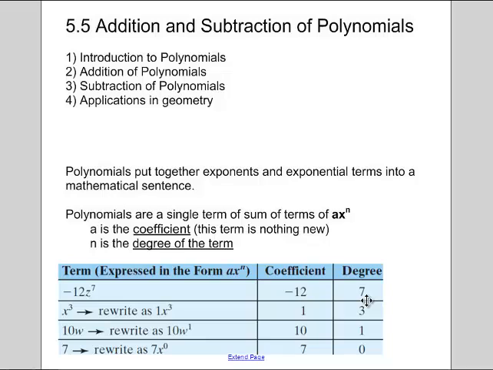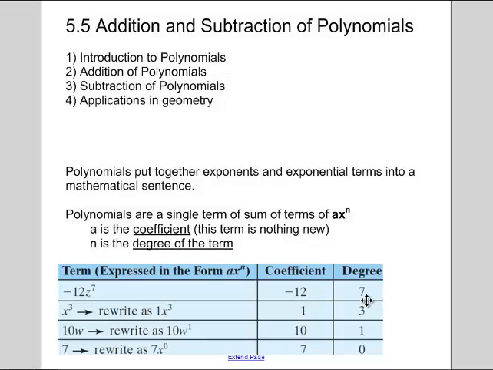Again, we are watching videos on Chapter 5, Section 5.5. Today is going to be Section 5.5, Addition and Subtraction of Polynomials. So we've finished up working with exponents, getting some ideas about the rules for exponents, and sometimes those are tedious, but we understand that in order to work with polynomials, we need to work with the exponents.